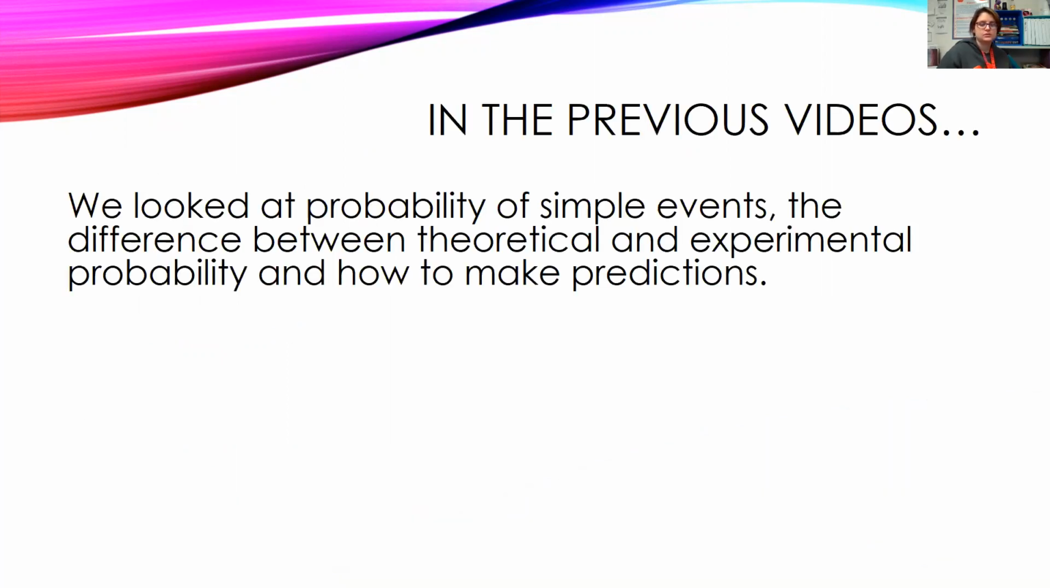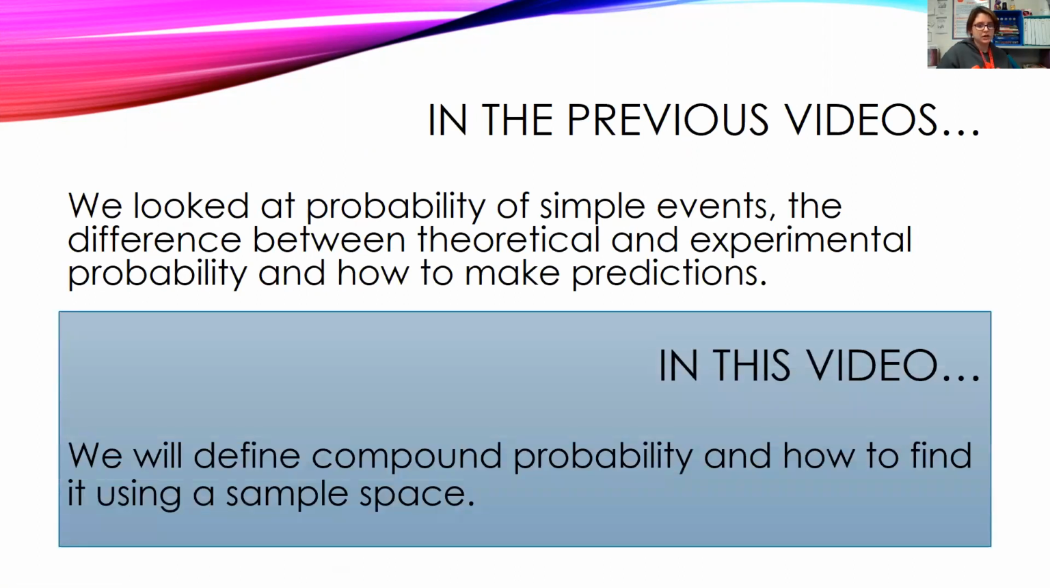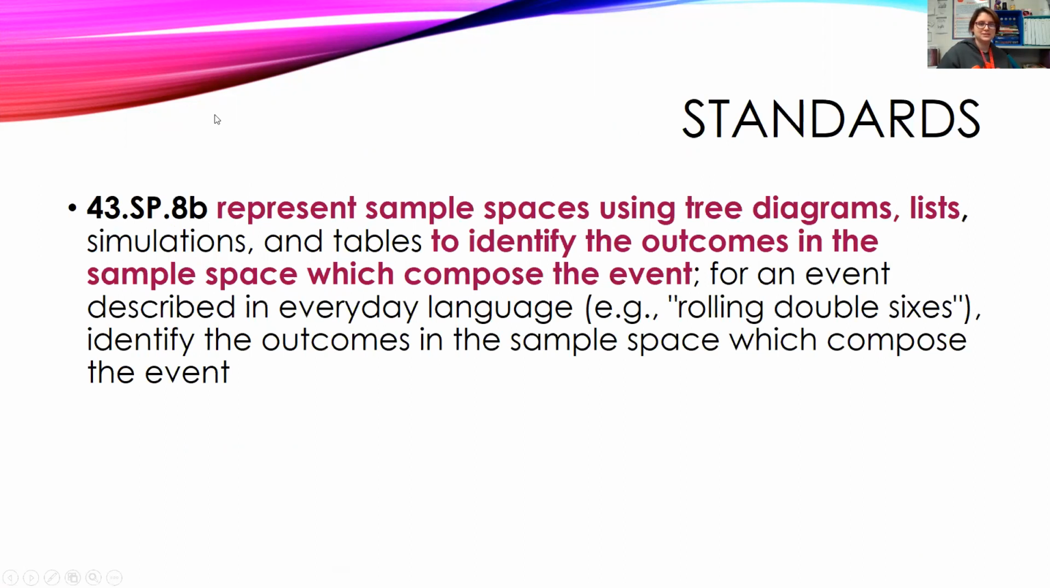In previous videos, we looked at the probability of simple events, the difference between theoretical and experimental probability, and how to make predictions. These were all related because they all dealt with simple events. In this video, we will define compound probability, and we'll look at how to find it using a sample space. We are focusing on standard 43, ST 8B: represents sample spaces using tree diagrams and lists to identify the outcomes in the sample space which compose the event.